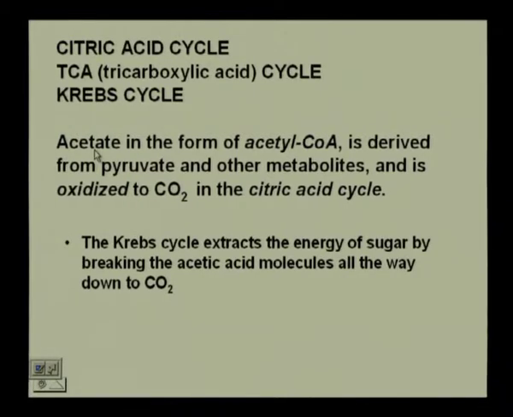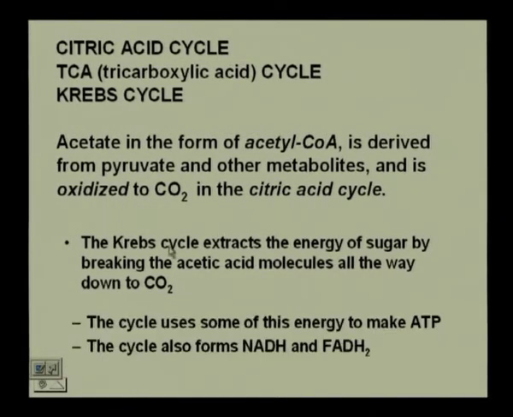Now, acetate in the form of acetyl-CoA is derived from pyruvate. So, the key step after pyruvate is obtained in the breakdown of glucose is the formation of an acetate. This acetate is taken up by coenzyme A to form acetyl-CoA, and then later on it is oxidized into CO2 in this citric acid cycle.